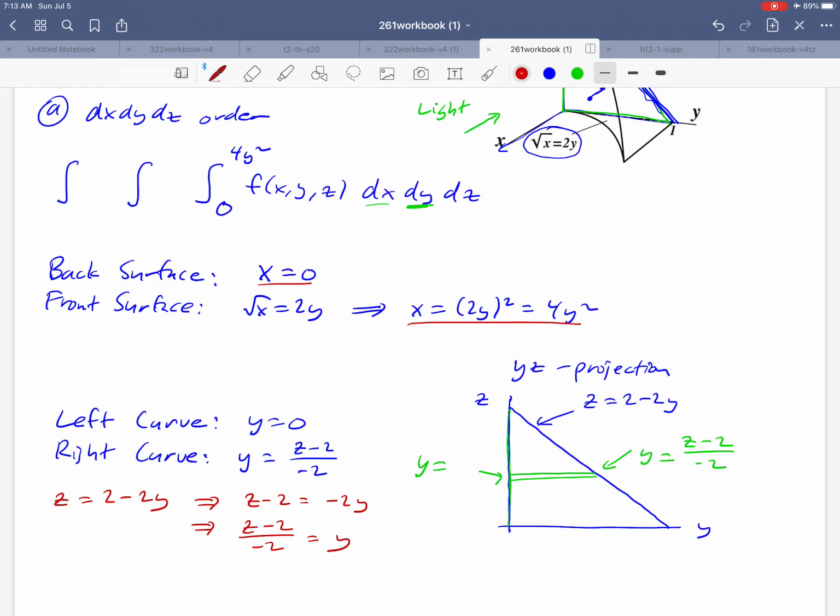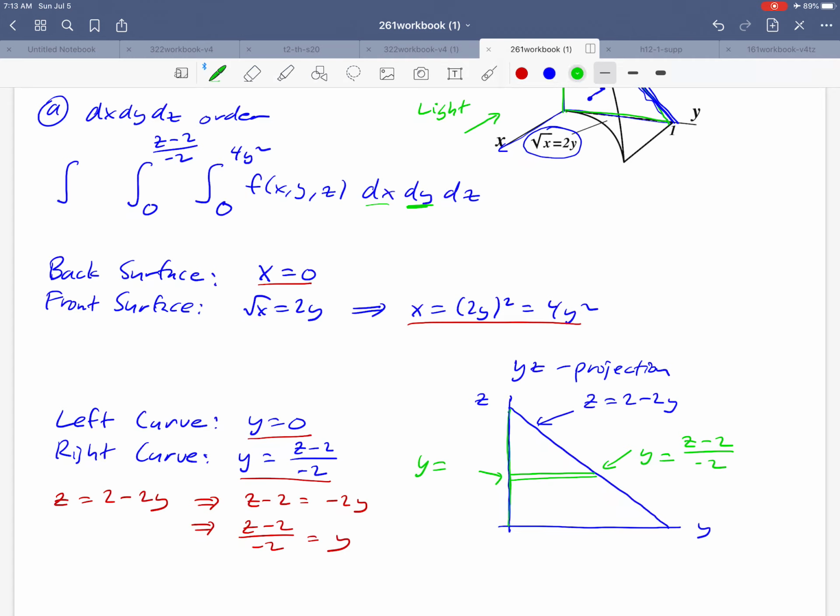And what we've just found then are the limits of integration for the y values. We've got a curve on the left, we've got a curve on the right, and those are going to be our limits. Almost there. So we've got our x and our y limits.